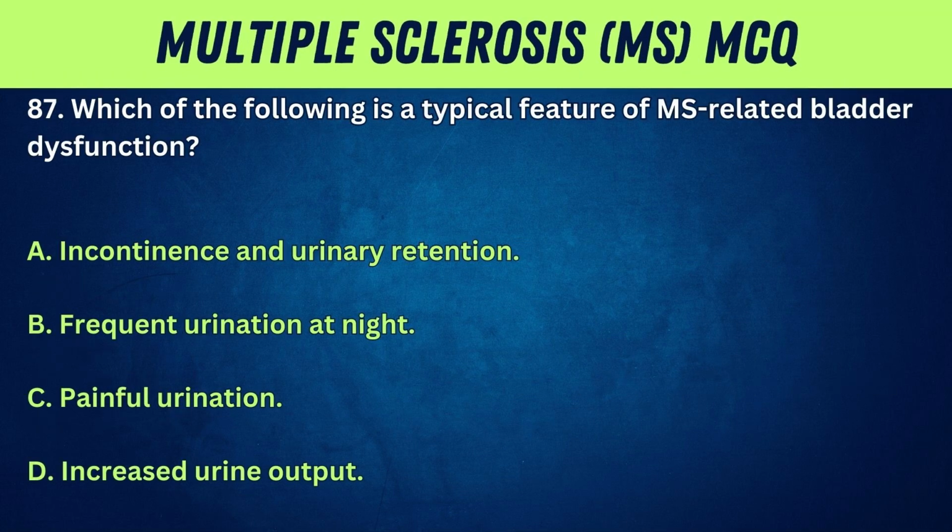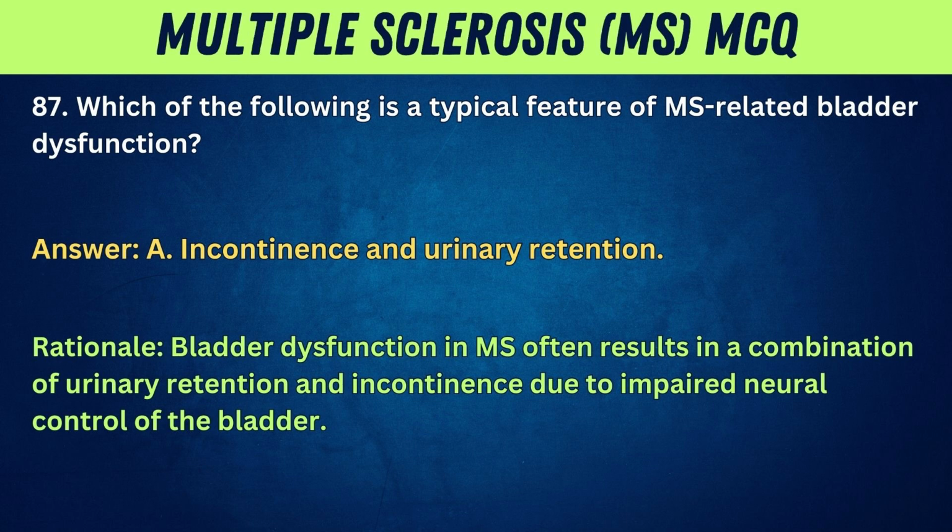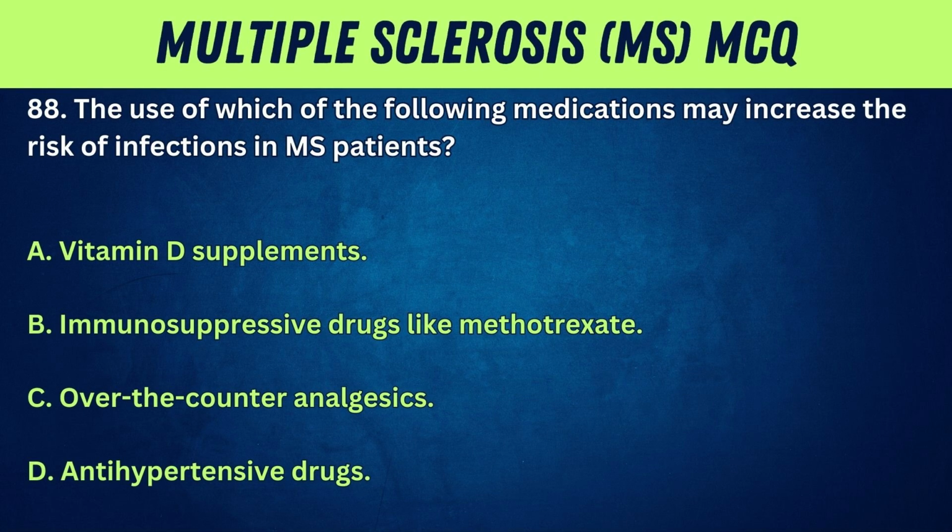87. Which of the following is a typical feature of MS-related bladder dysfunction? A. Incontinence and urinary retention. B. Frequent urination at night. C. Painful urination. D. Increased urine output. Answer: A. Incontinence and urinary retention. Rationale: bladder dysfunction in MS often results in a combination of urinary retention and incontinence due to impaired neural control of the bladder.